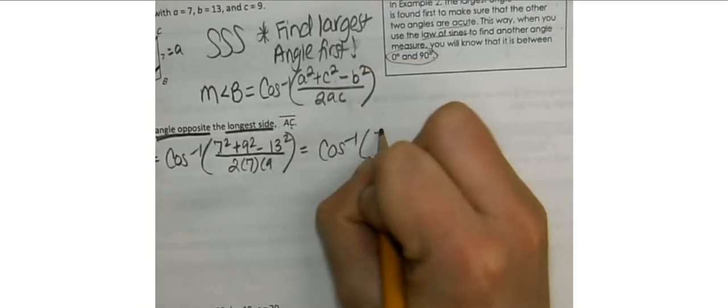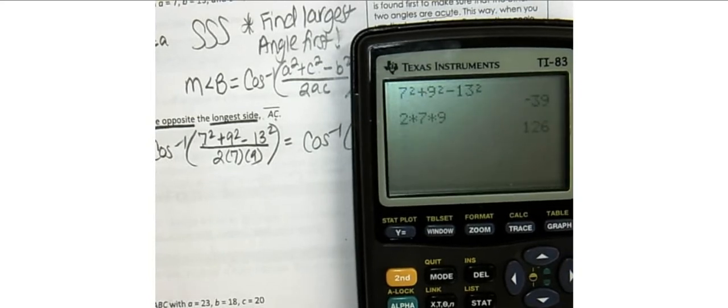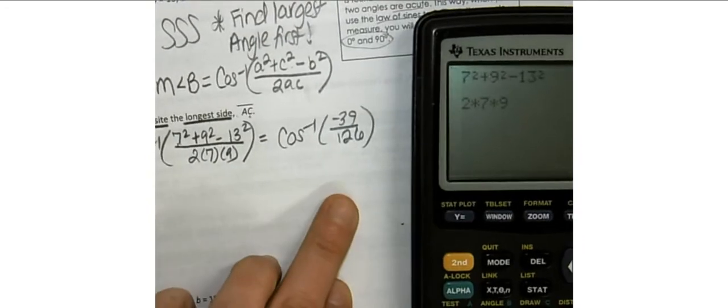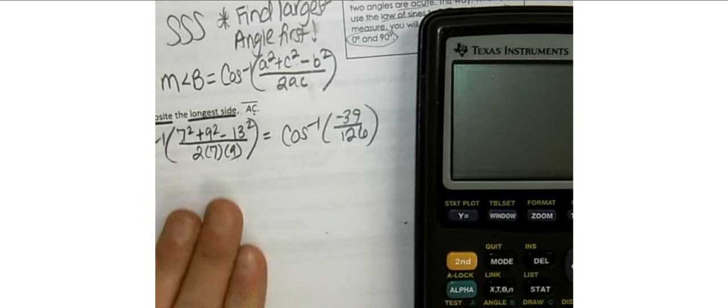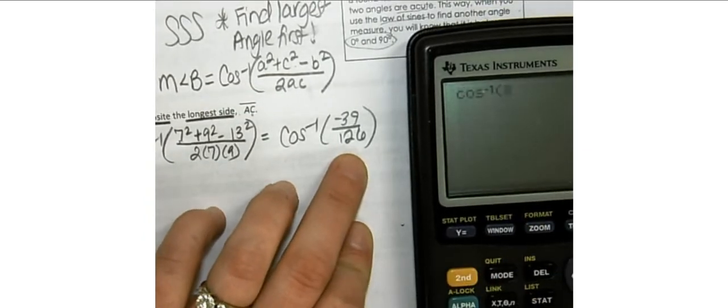So I'm going to write this as the cosine inverse of negative 39 divided by. And now in my denominator, I'm going to put 2 times 7 times 9. And that's my denominator, and that's 126. So I think it might be easier to put into your calculator the cosine inverse of negative 39 over 126 instead of messing with that whole thing to be put into your calculator. You want to make sure that you get the right answer and not try to save yourself too much time.